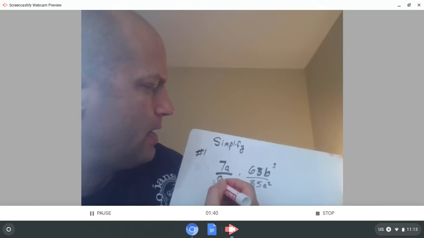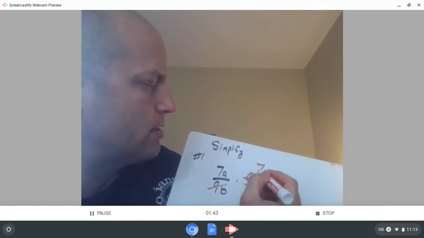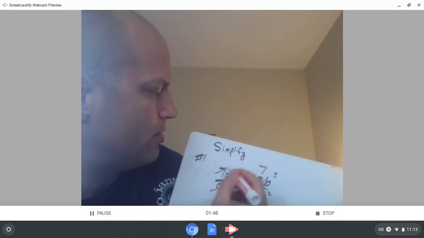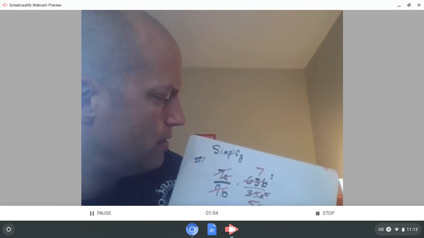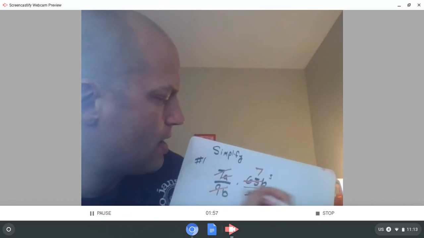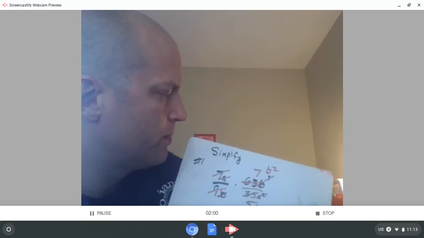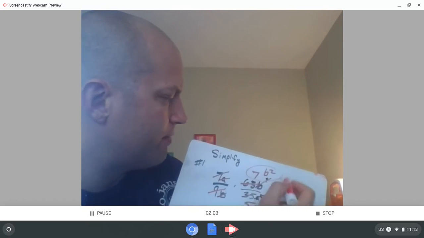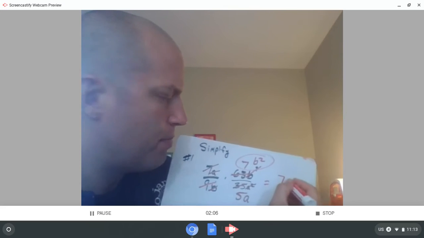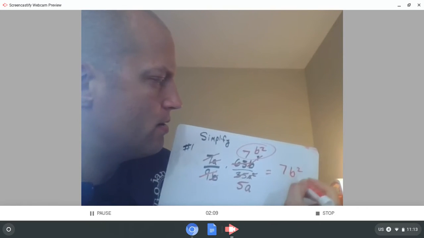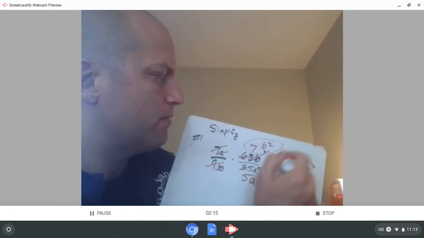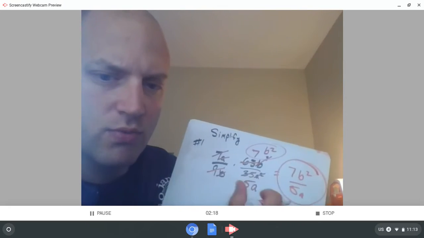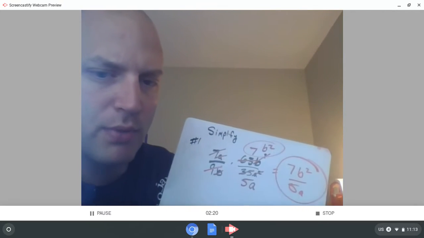So here I have a 9 and a 63. 63 divided by 9 is 7. Okay, 7 and 35 reduce. That gives me 5. And then I have a's. I have a squared and a, so I can reduce one of those a's. And then I have b cubed and b. I can reduce one of these b's on top to b squared. So after everything, I see what's left. I have 7b squared on top, and then on the bottom, I have 5a. So the final answer for that one is 7b squared over 5a. This is reducing and then multiplying all the tops and multiplying all the bottoms.